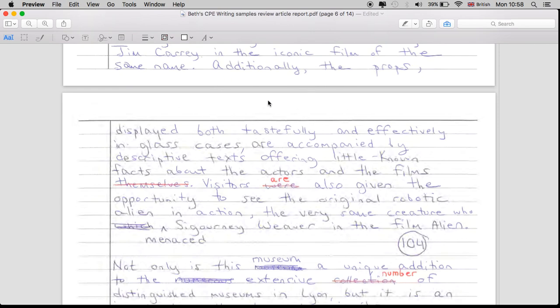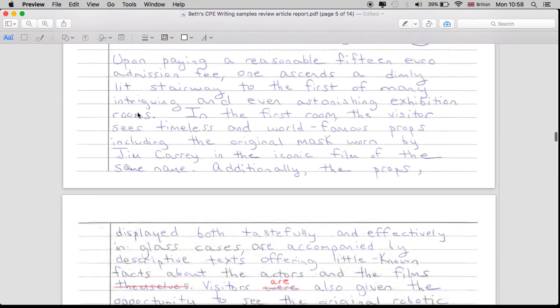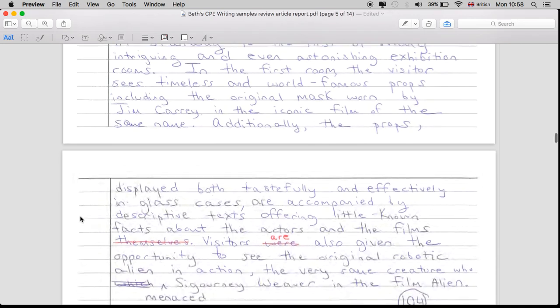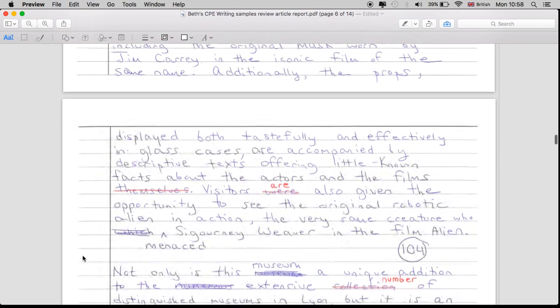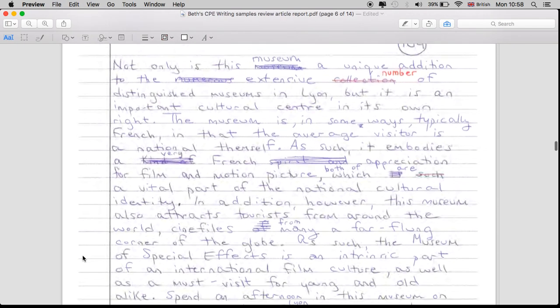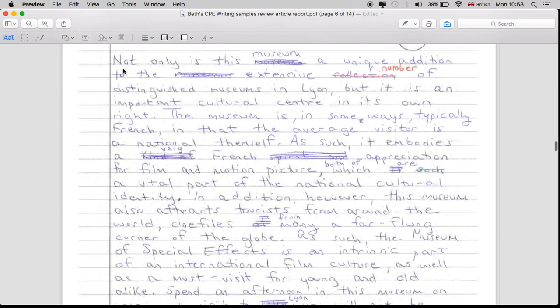Okay, so I use my descriptive language in about 100 words to write about what's in the museum. And this is something that Cambridge is looking for, descriptive language. So, dimly lit, astonishing, displayed tastefully and effectively. And now we move on. This is a nice construction. Not only, but if you can use this in your writing, it's quite a nice, an advanced level, proficient level of sentence structure.